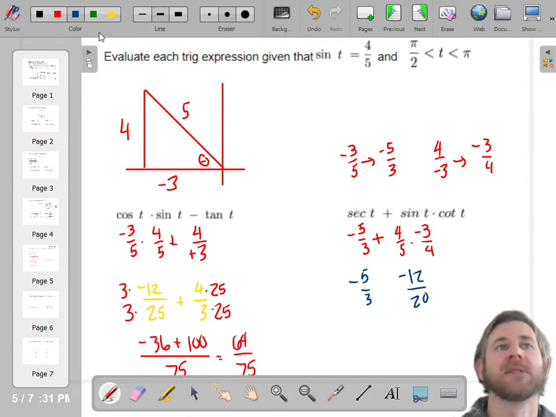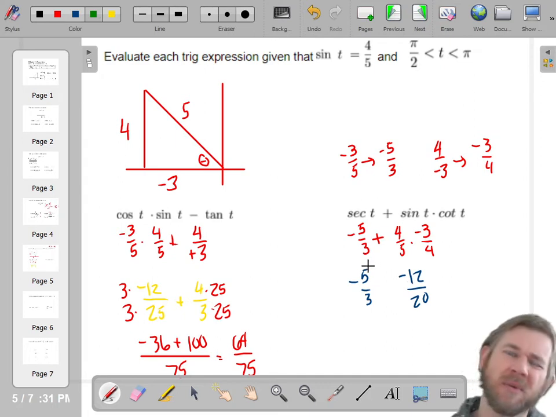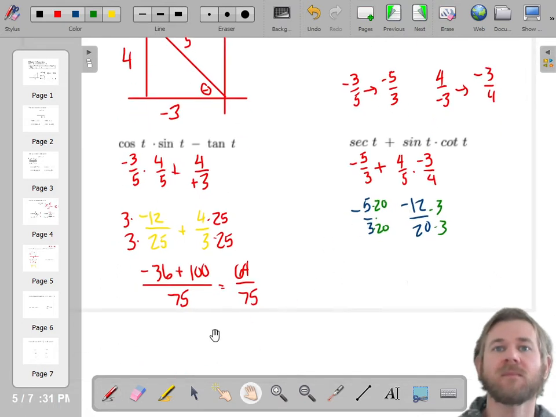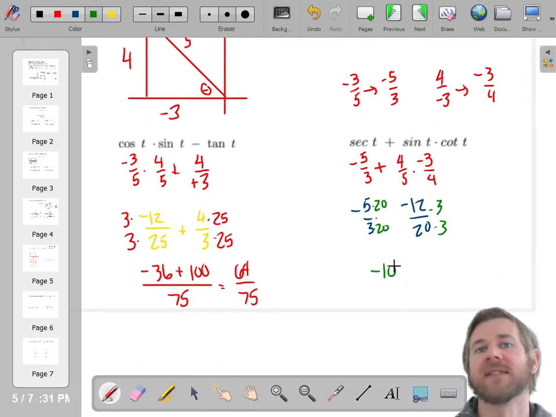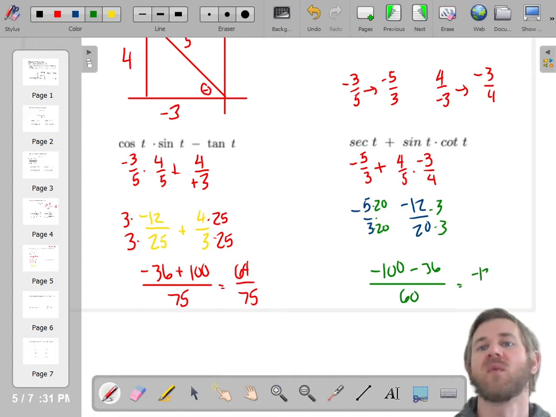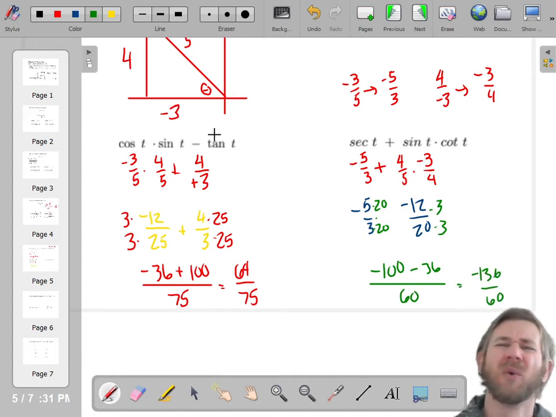I'm going to need to get a common denominator. So the common denominator between 3 and 20, let's see. This is 4 times 5, so I think it's just going to be 60. Times 20, times 20. That was weird. Times 3, times 3. So 20 times 5 is 100. That's negative. And 3 times 12 is 36 over 20 times 3 is 60. So this is negative 136 over 60, which will reduce.